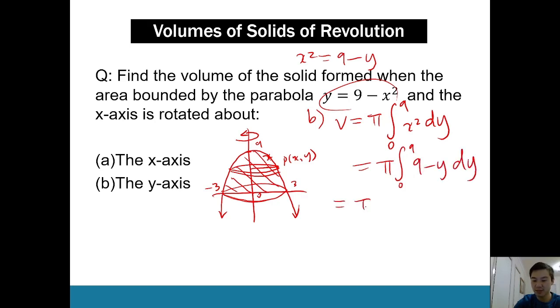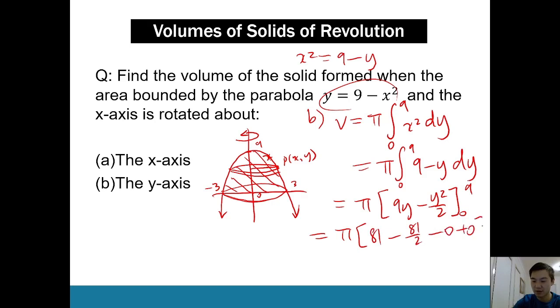So when I integrate this, this will be pi times 9y minus y squared over 2, from 0 to 9. And when I plug in the numbers, I'll get 9 times 9, which is 81, minus 9 squared over 2, which is 81 over 2, minus 0 plus 0. So this will give me 81 over 2 pi cubic units. Remember, it's a volume, so answer with your units in cubic terms. So that's the volume of the shape that we get when we rotate the area bounded by that parabola around the y-axis.